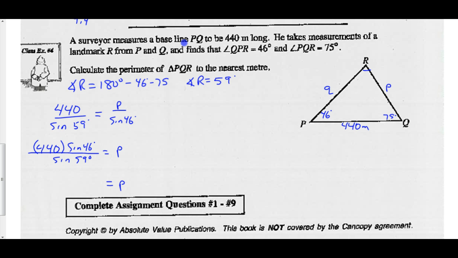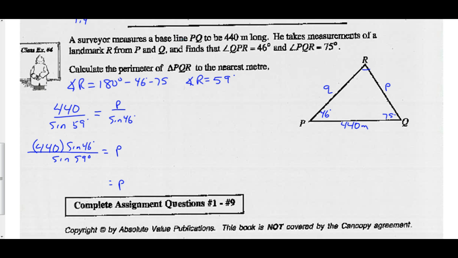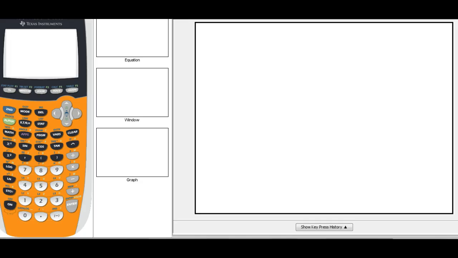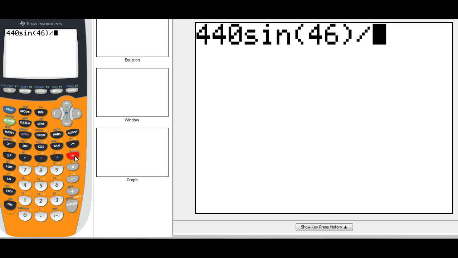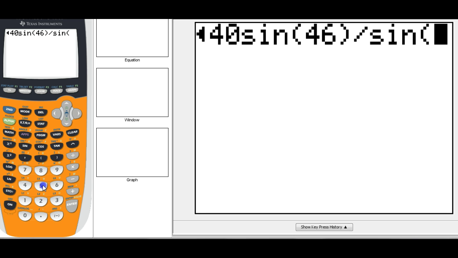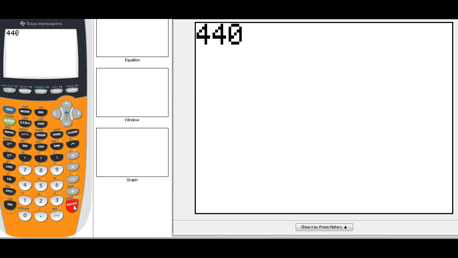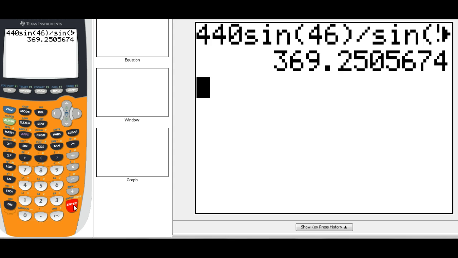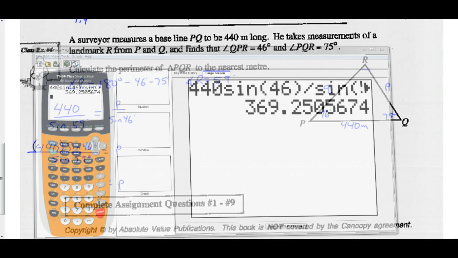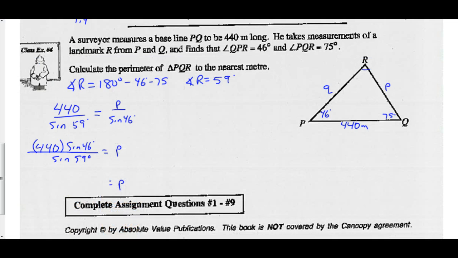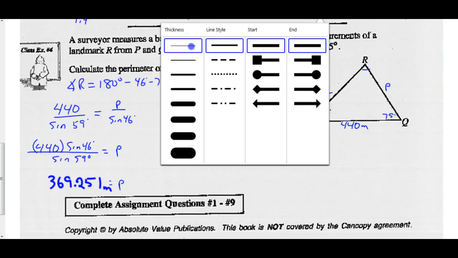So again, if you use your calculators, let's figure what that is. So finding side P, we should have 440 times the sine of 46 degrees divided by the sine of 59. And that gives us 369.251. So let's write that in. Side P is 369.251 meters.